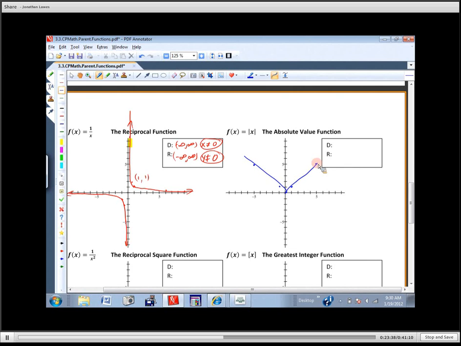So notice again, we don't have any logarithms, we don't have any division, we don't have any even roots. So the domain is going to be -infinity to infinity. You can see that on the graph. You can plug in anything you want. What about the range?